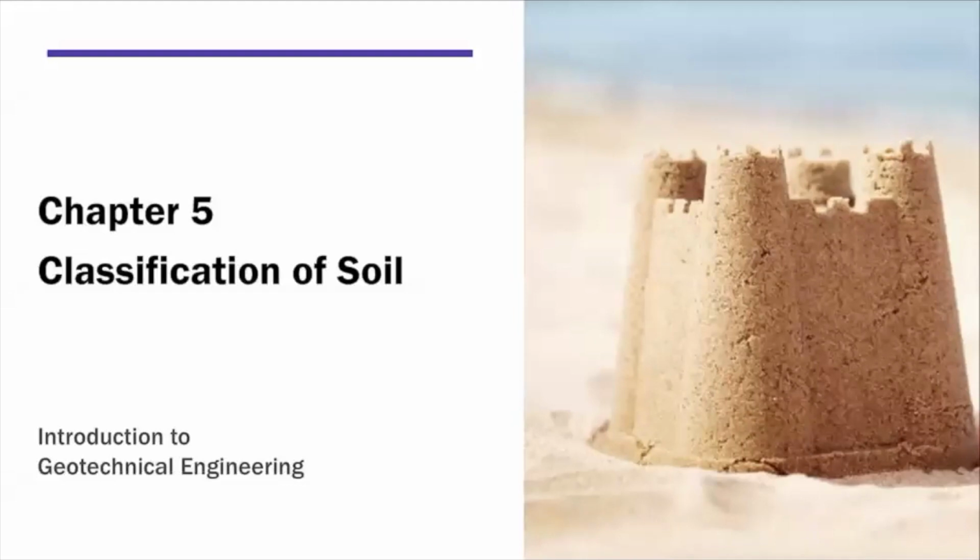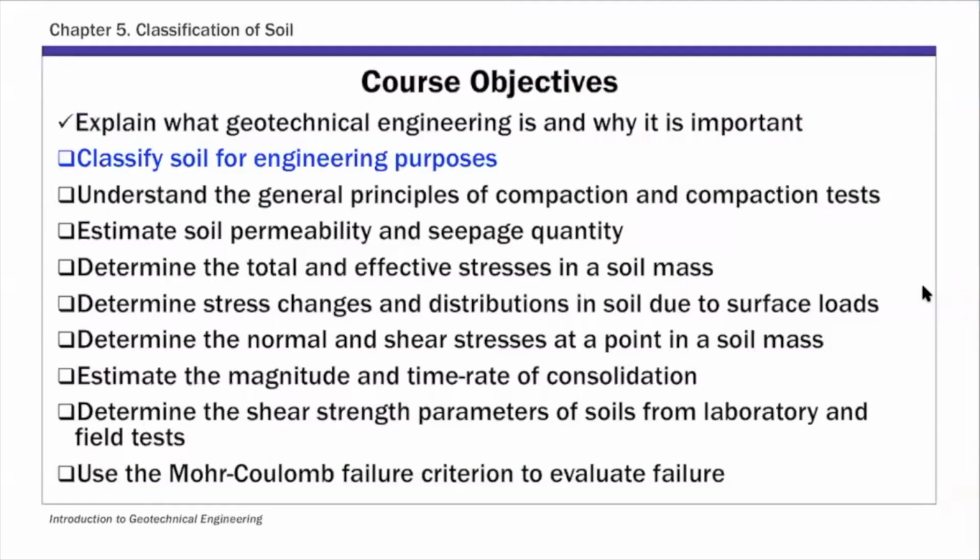For today, we're going to start a new chapter, Chapter 5, Classification of Soil. First, I want to refer to this course objective list again. In classification, classify soil for engineering purposes is one of our main course objectives. So far, we have discussed grain size distribution, Atterberg limits, and plasticity, and all are basically getting us ready for this chapter. We're going to use what we have learned so far to classify soil for engineering purposes.